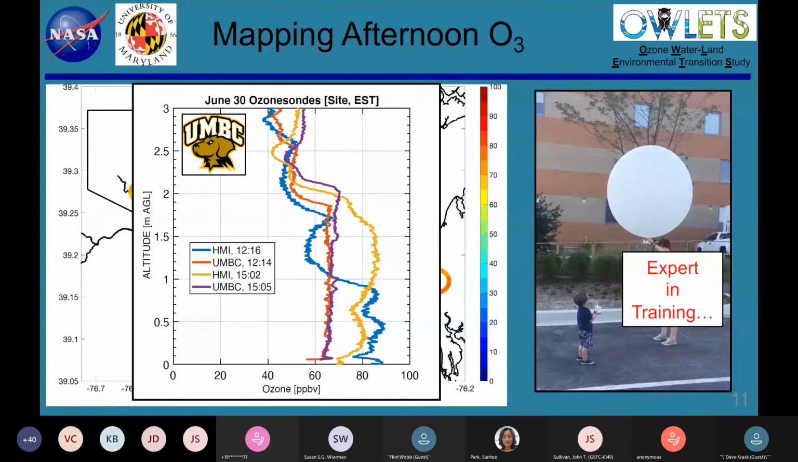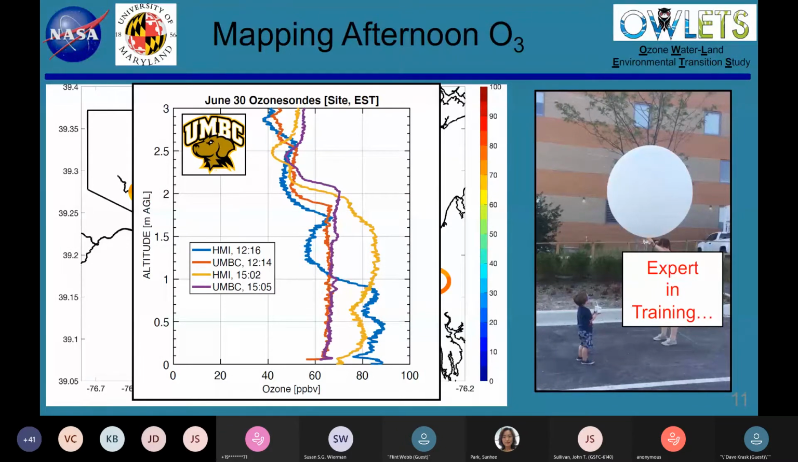These gradients were also emphasized and observed with balloon-borne ozone sonde measurements. So we had over 40 ozone sondes, all conditioned and QC'd at UMBC at a single location. So we really have a pretty high confidence level in those measurements. And on the left here is just another example of the gradients that were observed on these days from the overwater site and the overland site. You can see the overland site was more or less 60 parts per billion the whole way up to about 2 kilometers, and overwater, the blue and the yellow curves are significantly higher.